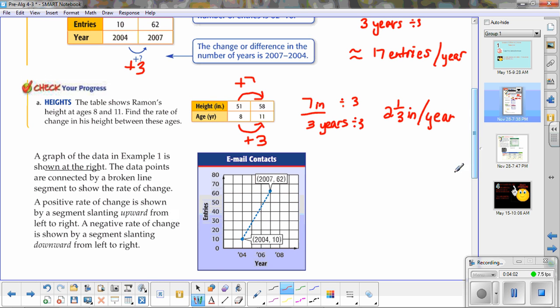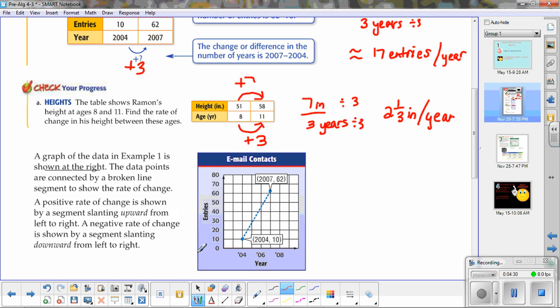Now the very first example about the email entries is graphed right here. The data points are connected by a broken line segment to show the rate of change. A positive rate of change is shown by a segment slanting upward from left to right. A negative rate of change is shown by a segment slanting downward from left to right. Sometimes kids look at this and say, oh, this is going downhill because look, it's going down.